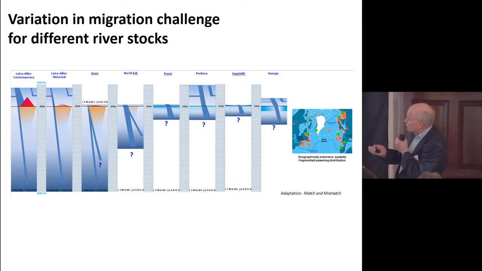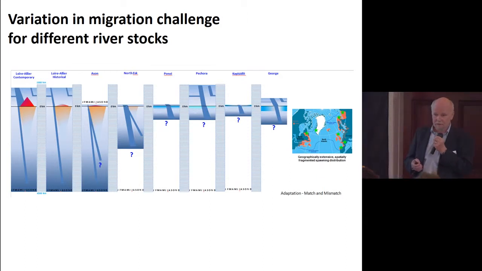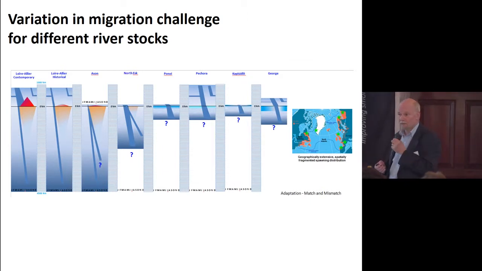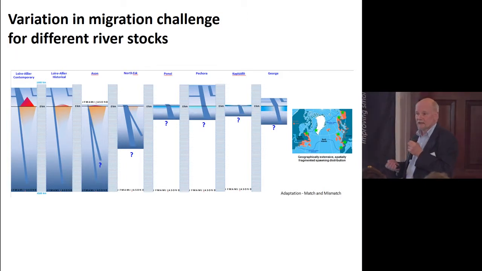Here's the Asun River in Spain. Very short freshwater migration, but a very long marine migration. The North Esk, short freshwater migration, moderate marine migration. The Pornoy on the Kola Peninsula, an even shorter marine migration because most of them probably stay up in the Barents Sea in that area. The Kapasidlet River in West Greenland, yes, West Greenland does have a salmon river, it's a small one. They probably just have to go out to the end of the fjord and that's where they do their marine feeding. And the river is only 10 kilometers long.